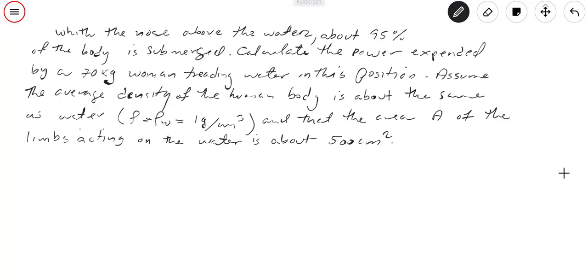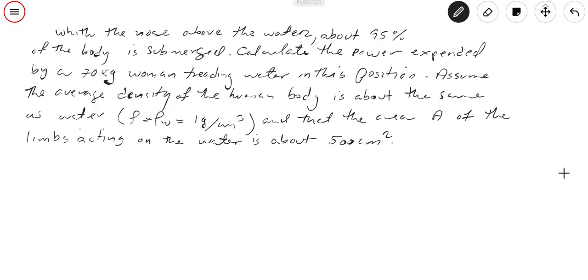They say that with the nose above the water, about 95% of the body is submerged. So we must calculate the power expended by a 70 kilogram woman treading water in this position. Assume the average density of the human body is about the same as water, approximately 1 gram per cubic centimeter, and that the area A of the limbs acting on the water is about 500 centimeters squared.